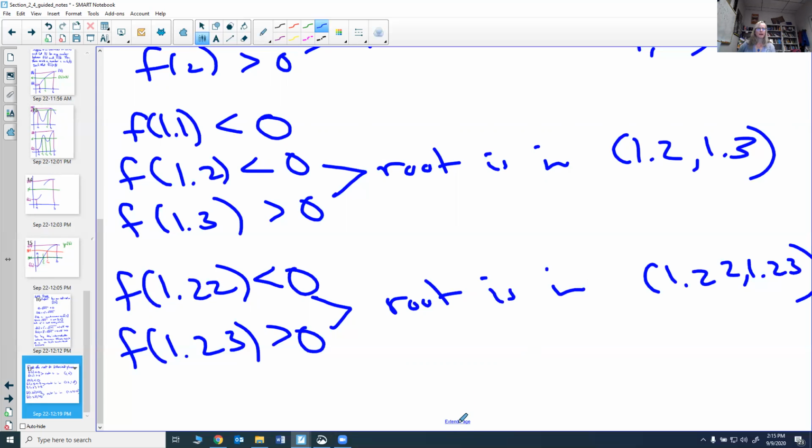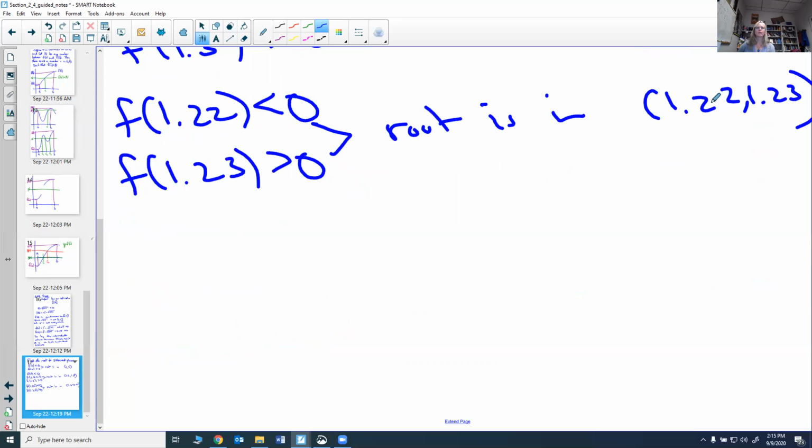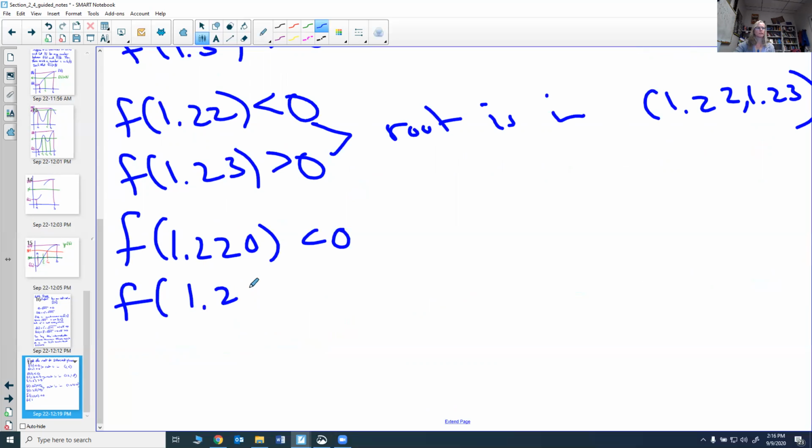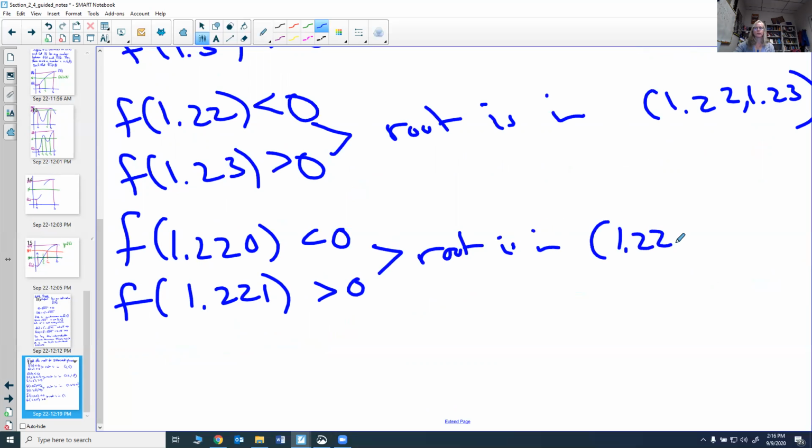Okay, so let's see if we can get even better. We have 1 decimal place figured out and the whole number. Let's see if we can get 2 decimal places. So again, if I do 1.220, that number was less than 0. If I do 1.221, that number is greater than 0 all of a sudden. So that tells me my root is in 1.220 to 1.221. So these now agree to 2 decimal places.